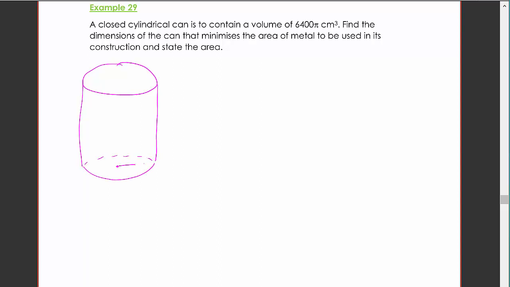So let's say the radius is r and the height is h. Then we know the volume is pi r squared h. But that's equal to 6,400 pi. So we can get rid of a pi off both sides of that. And that gives me that h is 6,400 over r squared.